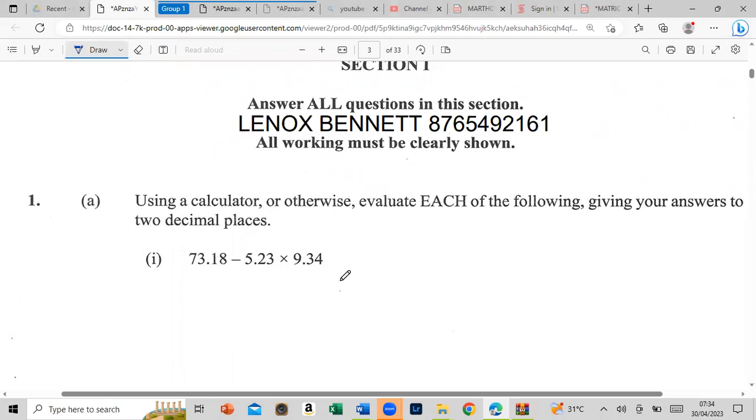It says using a calculator, otherwise evaluate each of the following, giving your answer to two decimal places. So we have 73.18 minus 5.23 multiplied by 9.34. Now they did say you can use a calculator. So if you're going to use a calculator, how would you approach this? Let the calculator work it out for you nicely.